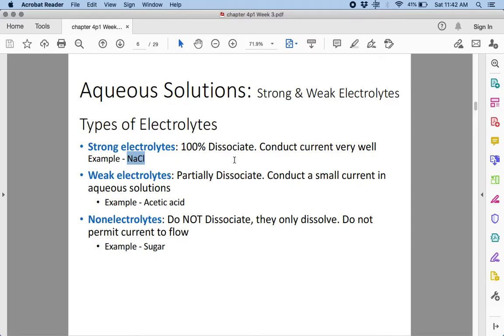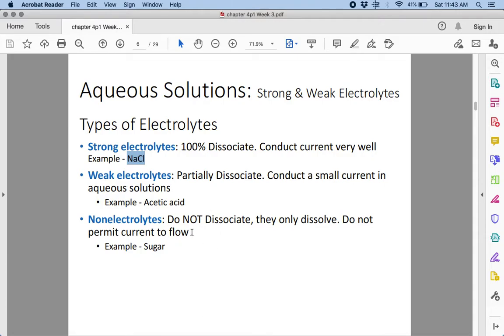A weak electrolyte will only partially dissociate. What we mean by that is we may have small amounts of dissociation occur, but most of the molecule is going to stay together. So we only have a few ions floating around in solution, whereas when we have 100% dissociation, we have many, many ions.